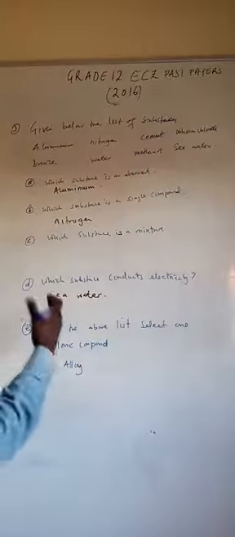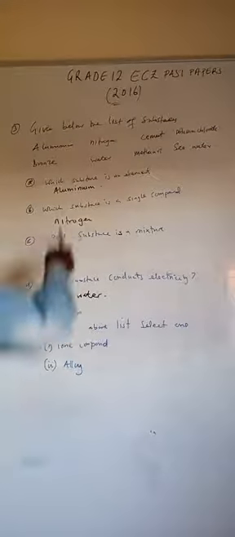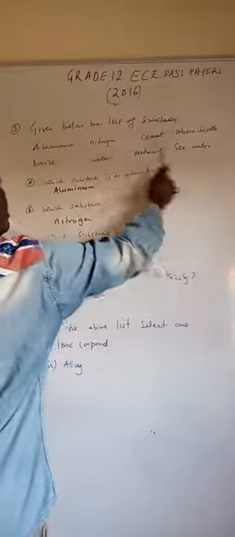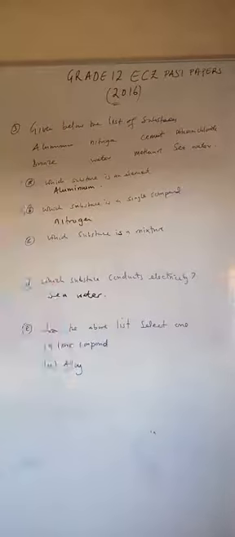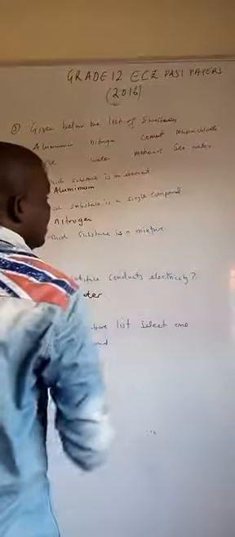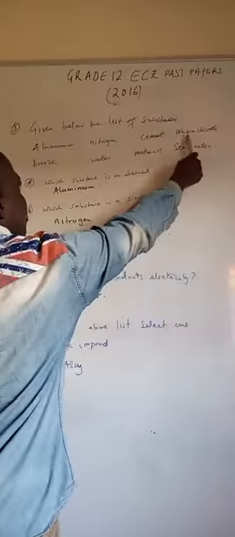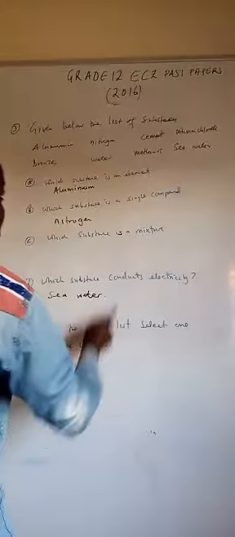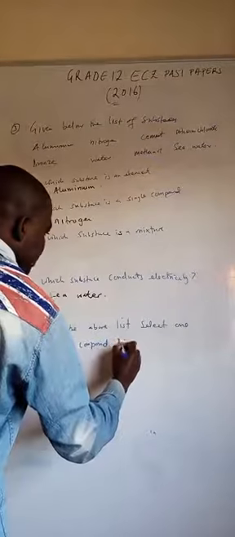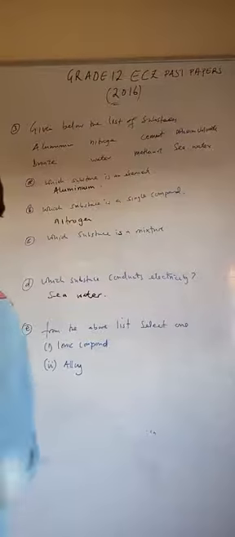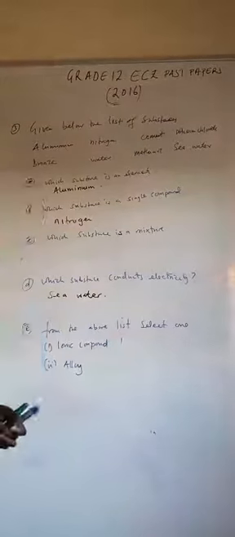An ionic bond is a bonding between a metal and a non-metal. So if you look at the substances listed, the ionic bond here is potassium chloride. How do you know? Because potassium is a metal, while chlorine is a non-metal. So a bonding between a metal and a non-metal is an ionic bonding. Therefore, we select potassium chloride. On Friday, we'll be dealing with bonding, so it will be very easy for you to understand.